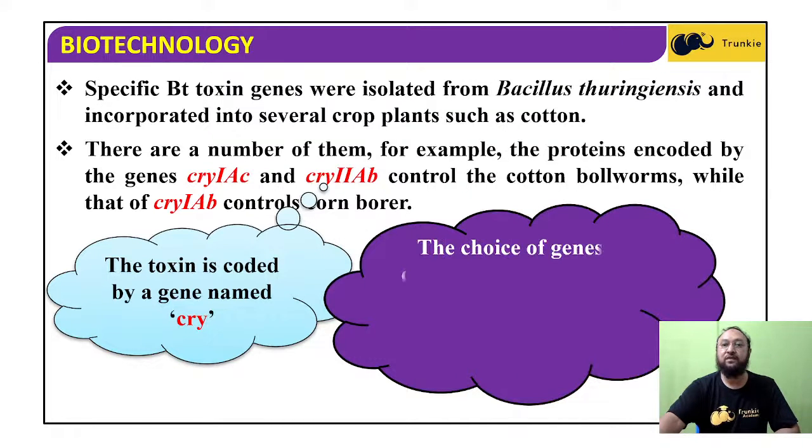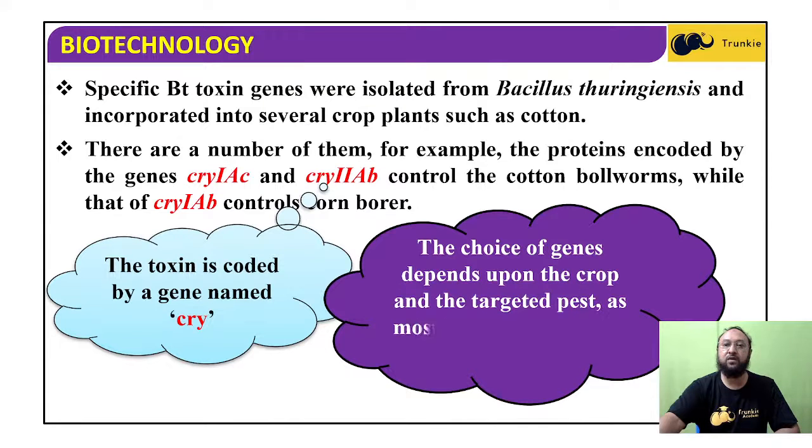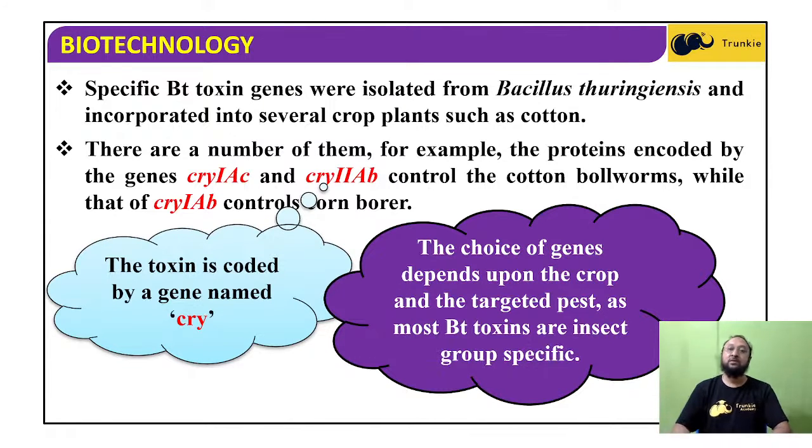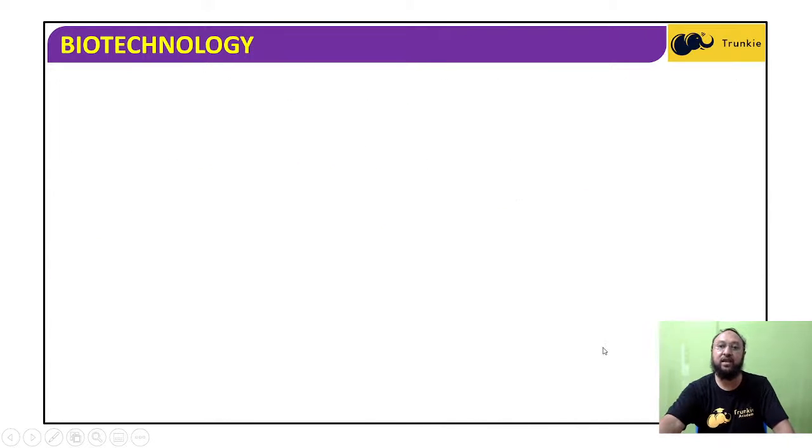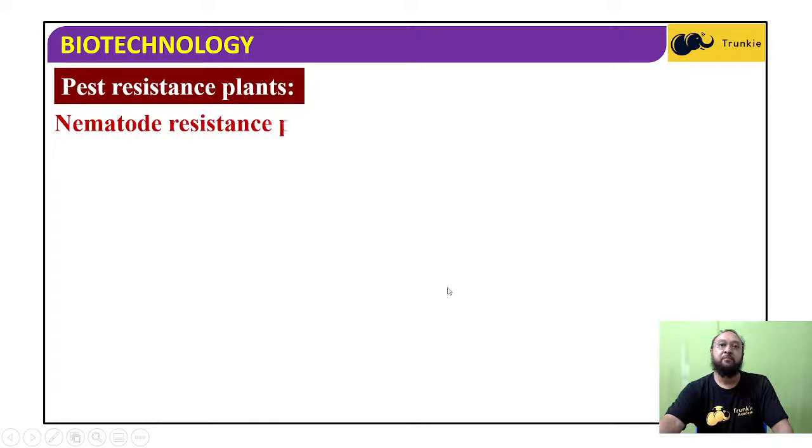The choice of genes depends upon the crop and the targeted pest, as most Bt toxins are insect group specific. So it depends on which particular gene we will insert into the crop plant. That depends on the crop, and which pest is affecting the crop. It all depends on the type of pest that is targeted and the crop plant in which we are inserting.